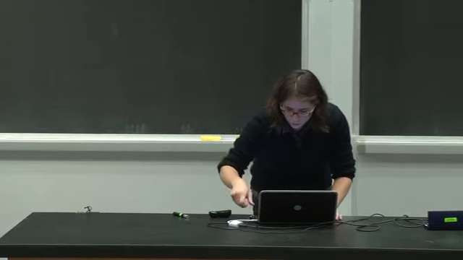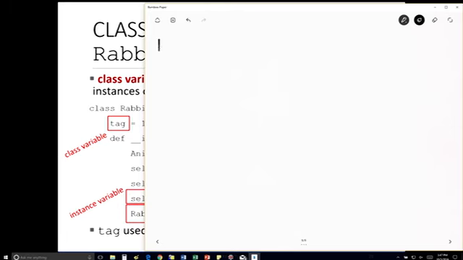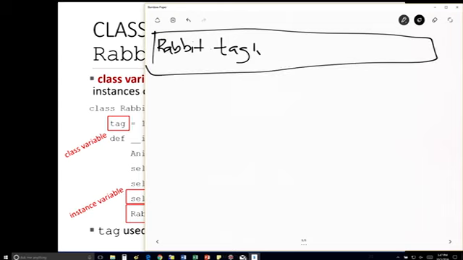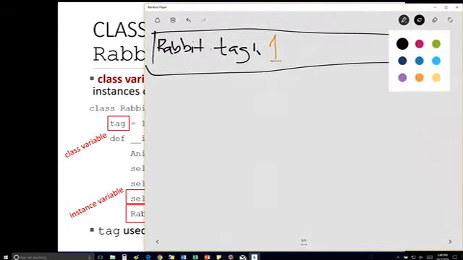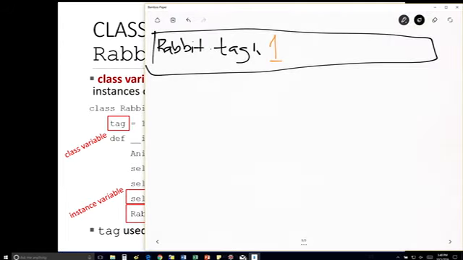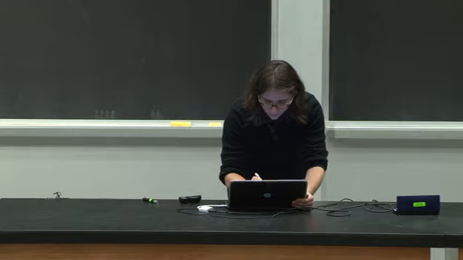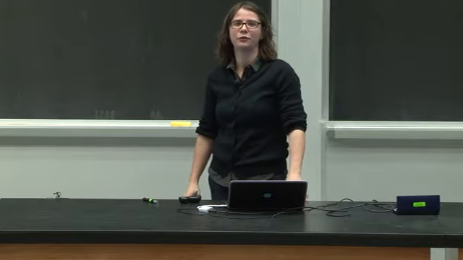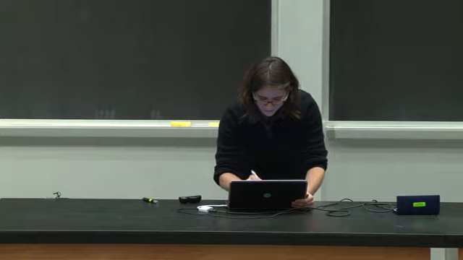Let's do a quick drawing to show you what I mean. Let's say I have Rabbit.tag here. Initially, tag is going to be 1. And then I'm going to create a new rabbit object, as I'm calling the code. So let's say this is a rabbit object. Oh boy. Okay, r1. You know, I actually Googled how to draw a rabbit, but that didn't help at all.